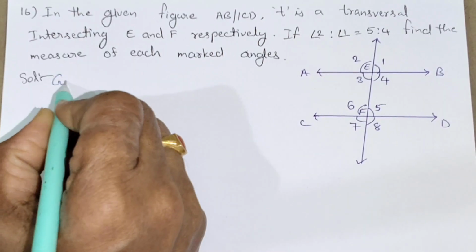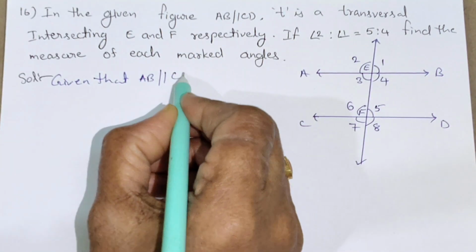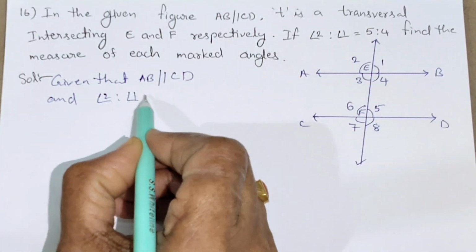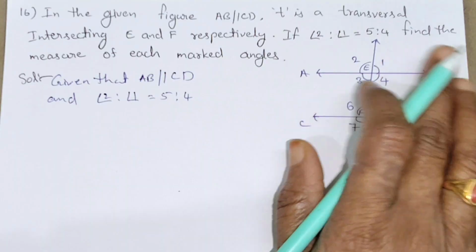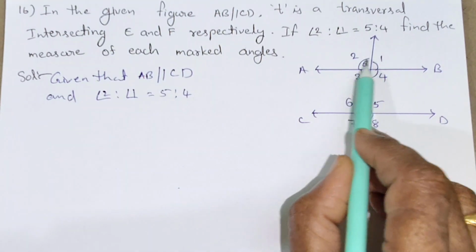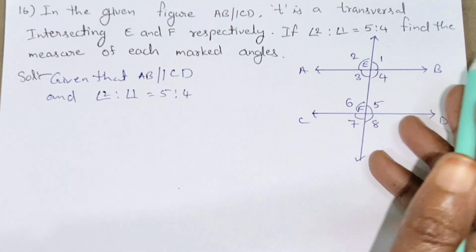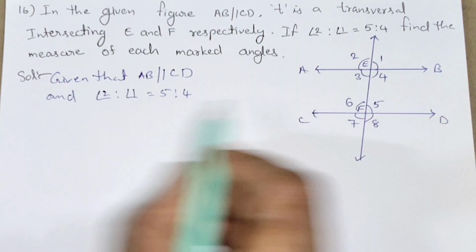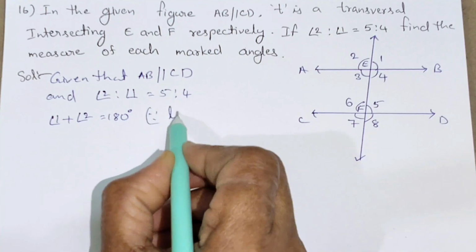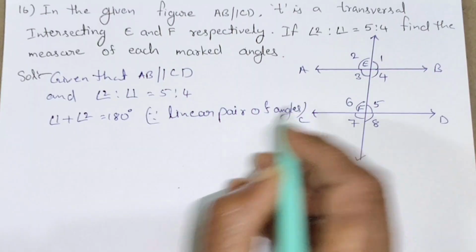Given that AB is parallel to CD, and the ratio of angle 2 to angle 1 is 5 to 4. Here the ratio is given, and we find the angles. First we observe the diagram. Angle 1 plus angle 2 is equal to 180 degrees. This is a linear pair, so these two angles sum to 180 degrees. Linear pair of angles.